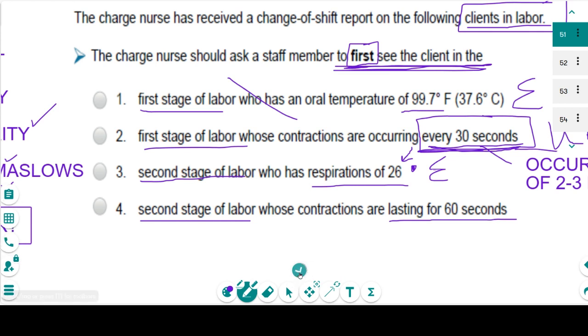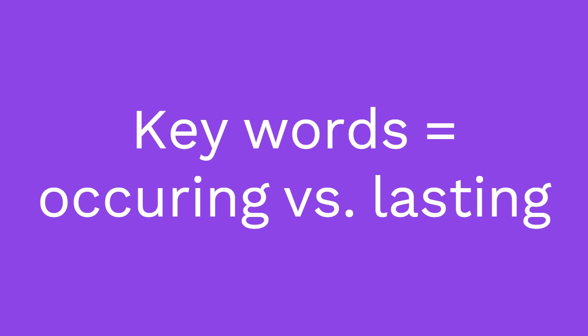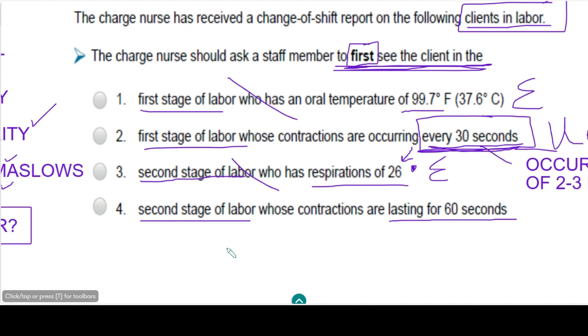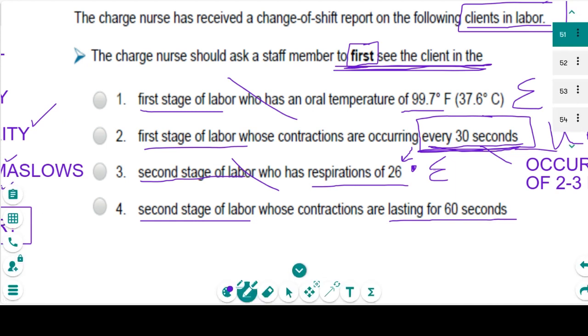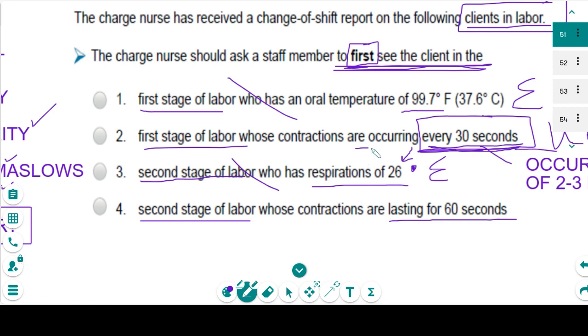All right, we look at the last one, second stage of labor whose contractions are lasting 60 seconds. So we're down to the last 2. We're going to eliminate 3. That was expected. Is option 4 expected or unexpected? Well, we need to think about that second stage of labor again and how long her contractions are going to be lasting. This one says 60 seconds. All right, so remember, this one was occurring every 30 seconds. This one is lasting for 60 seconds.